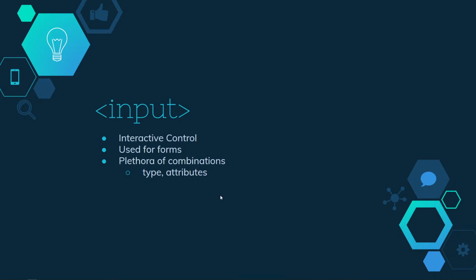All right, now the last one I want to talk about here is the input. So the input is an interactive control. So this allows you to get feedback from the user, mostly input. This is used mostly for forms, but, you know, use it for whatever. And there's a plethora of combinations between the type attribute and the actual attributes. So when we say input, I mean there are different input types. There's one tag, input, but that one input tag can become many different types.